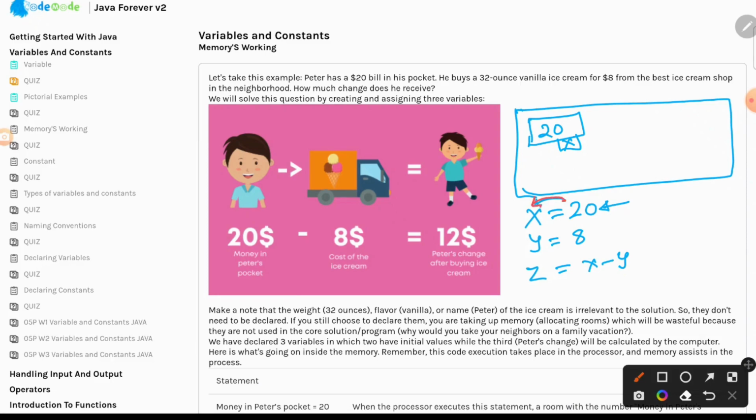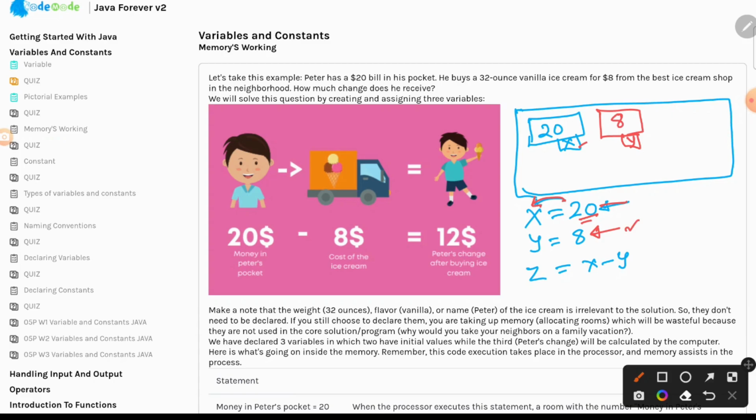So that is precisely what is happening. This line of code is executed by the processor. It sends this data to memory, asking, is there a room called X? And since there is no room called X, go and create a room and move 20 inside. So room X is created, 20 is moved in. Then the processor goes to the next line and asks, is there a room called Y? If not, create that room and move 8 inside. So a room called Y is created, and this time 8 is moved in.